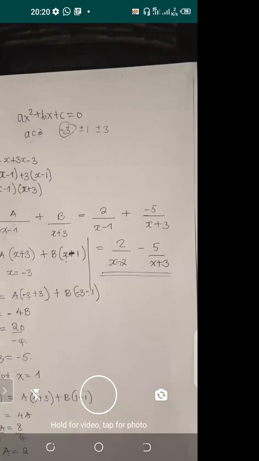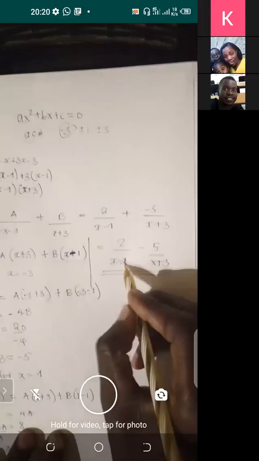Excuse me, I've got a question. Is it not supposed to be 1 down on A here, 2 over x minus 1? Yes, that's 1 there.